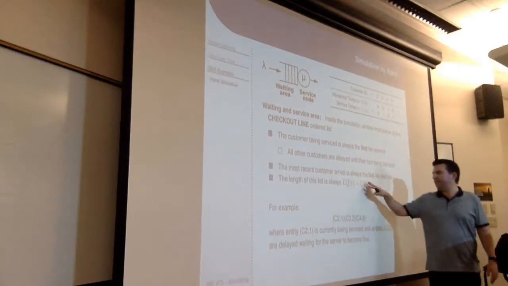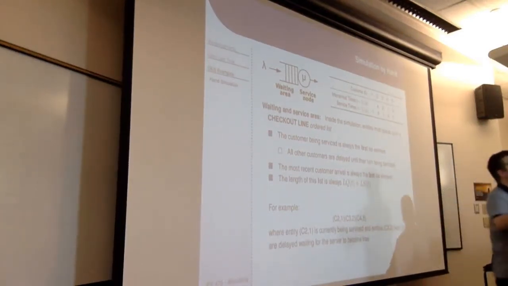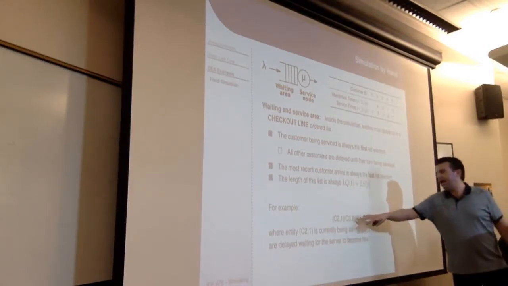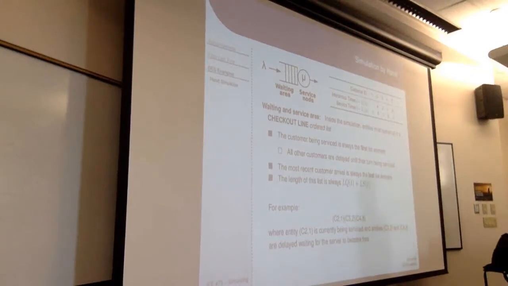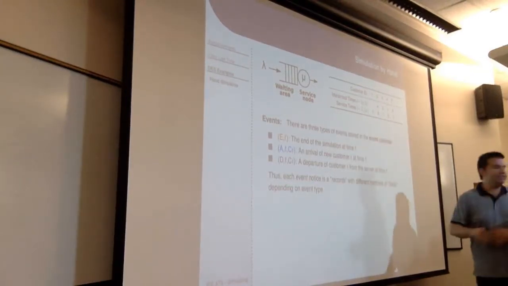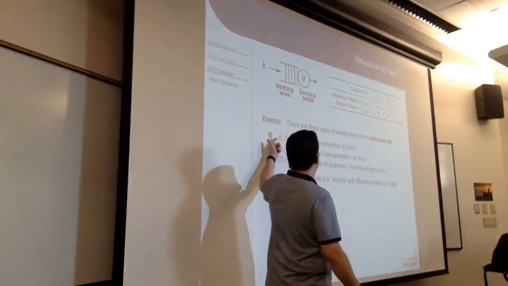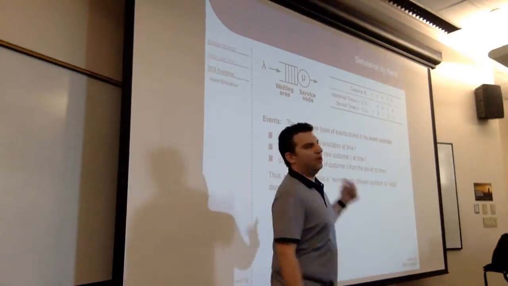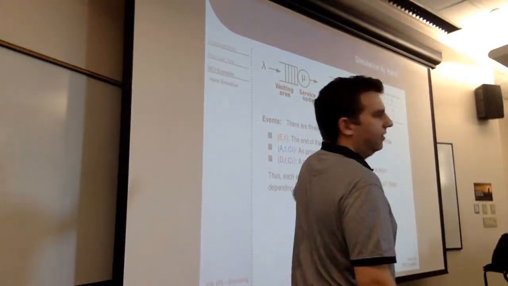So LQ plus LS will always add up to the number of customers in the checkout line. As we move through, we update both LQ plus LS as well as the checkout line. All right. Then the 3 types of events that we have to worry about: the end event, which is just when the simulation ends, and we sort of schedule that arbitrarily; the arrival event and the departure event.